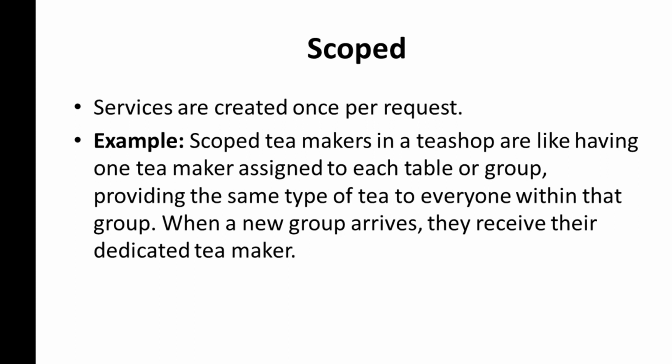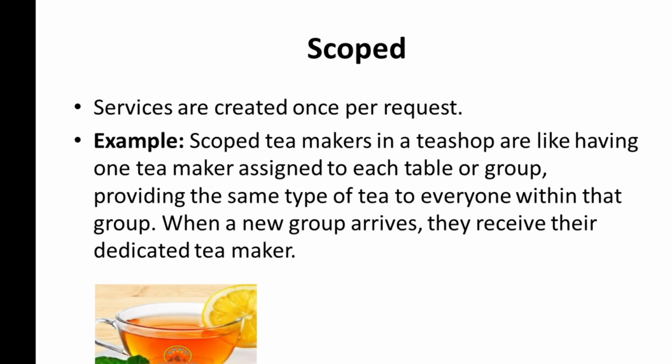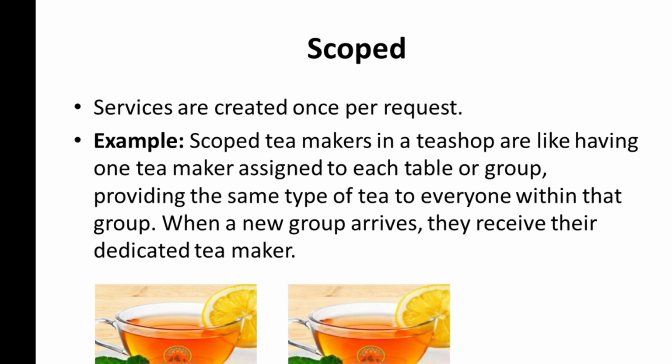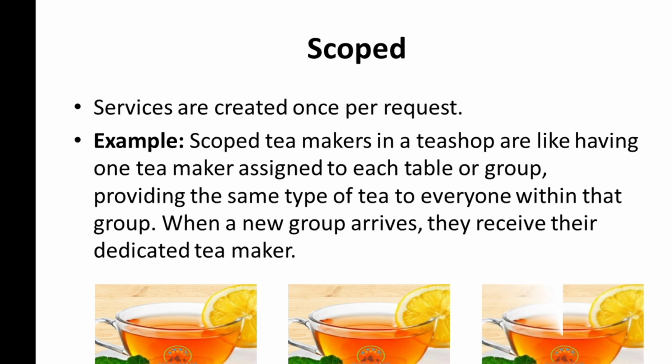In this example, a group of people went to the tea shop and asked for tea, and they got the lemon tea. Again, if some people in the same group, in the same request, ask, they get the same object. The third time they ask, they will get the same object, or in this example, the same tea.